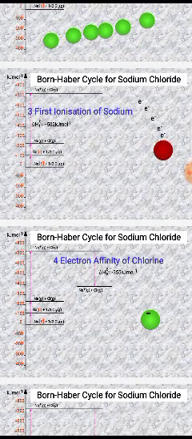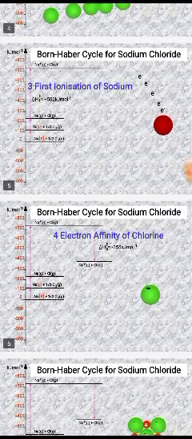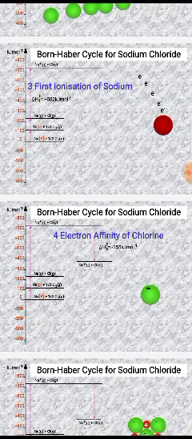In the Born-Haber cycle of sodium chloride, the electron affinity of chlorine is shown on the slide. See the reaction in a clear manner. Na plus in the gaseous state and Cl minus in the gaseous state, first of all they form, and there is the heat of ionization, which is 355 kilojoules per mole. See the reactions which are shown on the left side in a clear manner.